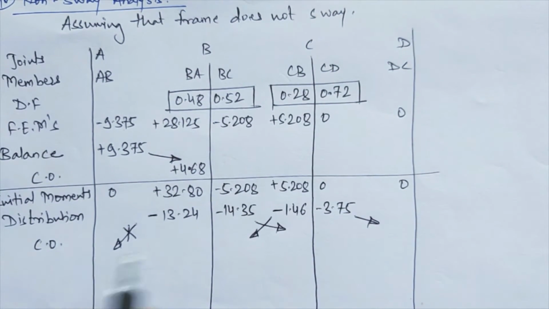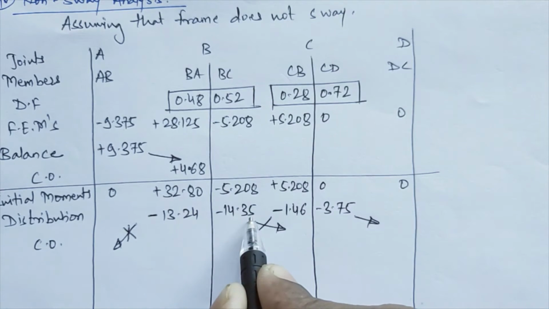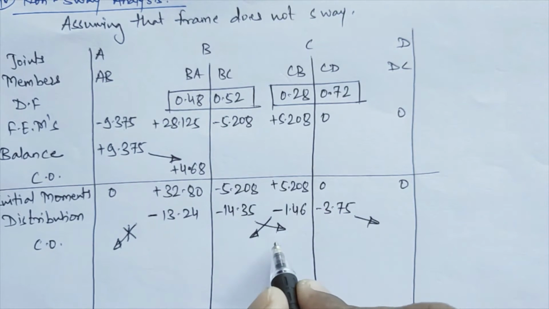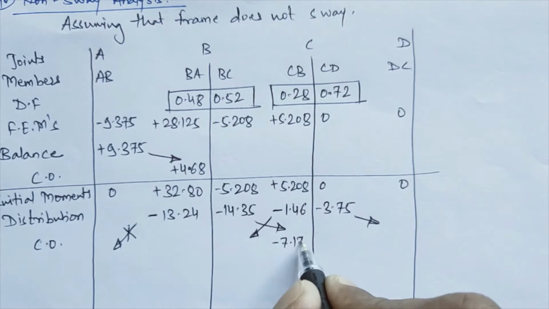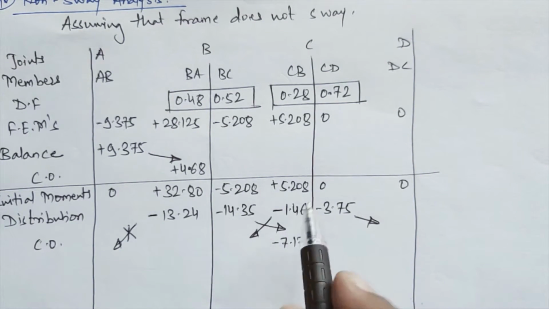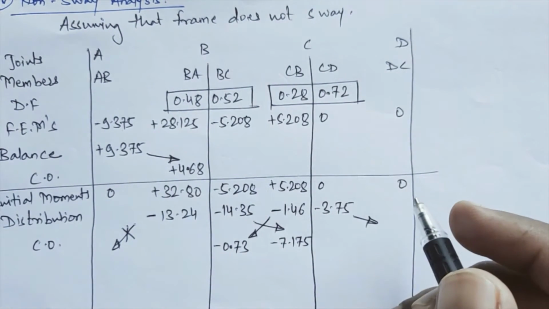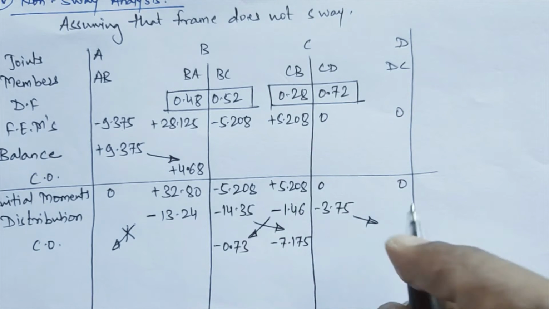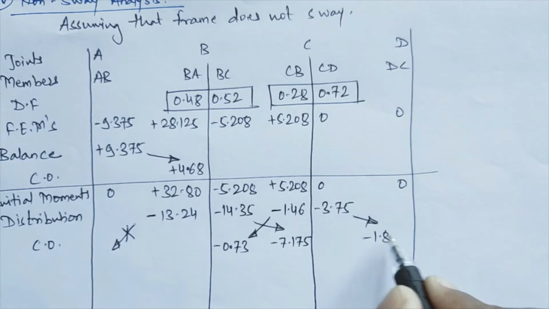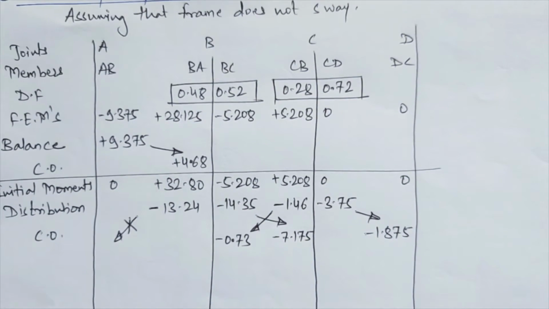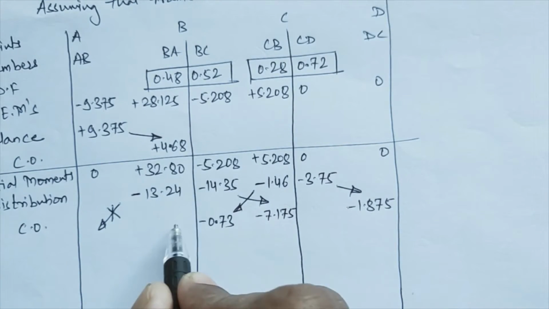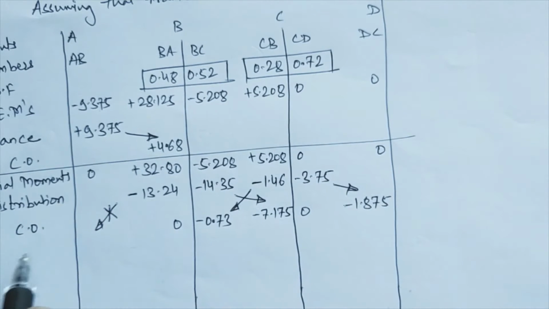Okay, so the carry over factor is 1/2, so half of this 14.35 comes equal to minus 7.175, right? Next half of 1.46 comes almost equal to minus 0.73, carry over is to be done with the same sign, and then minus 3.75 divided by 2 comes almost equal to minus 1.875. Okay, now here your moments are remaining, that is here 0 and here also 0, so your cycle will get repeated again. So next you again have to do the distribution.